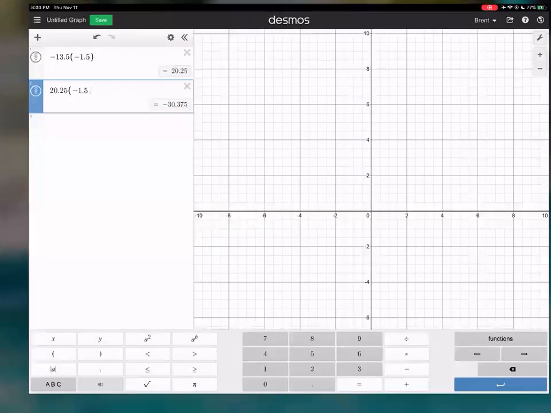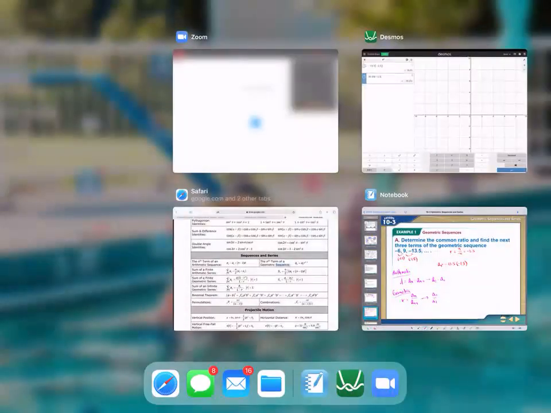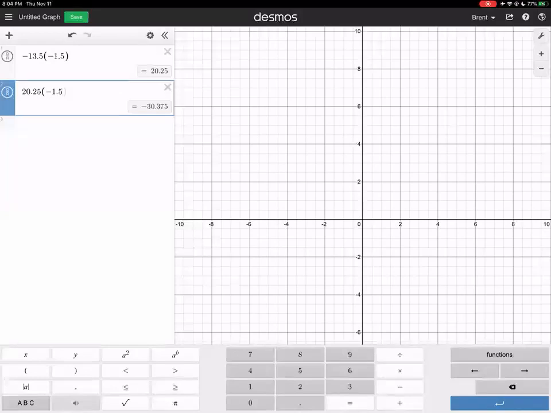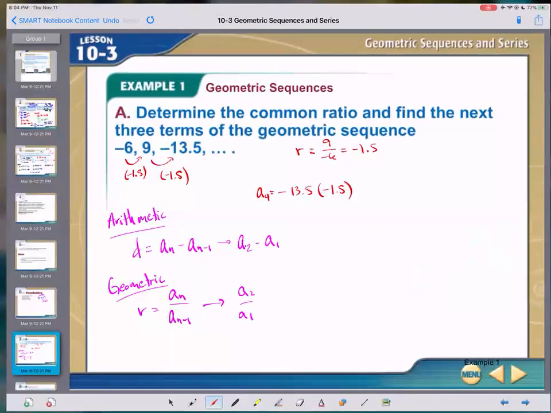And how many more do I need to find? I need to find the next 3 terms. So we found 20.25, we found negative 30.375, and now I need to find one more, negative 30.375 times negative 1.5. And I get 45.5625. So those would be my terms there.